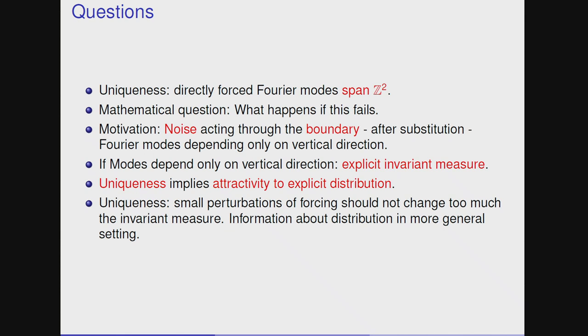First of all, what happens if we don't have enough Lie brackets? If the noise is not spanning the whole space? For example, the motivation is if the noise is acting through the boundary, then we can substitute it off, and suddenly we have very degenerate noise coming into the equation. The case that I'm going to talk about is, what if our noise acts only in the vertical direction? In that case, we have a huge advantage because, as I'll show you on the next slide, we can write down the invariant measure very explicitly.